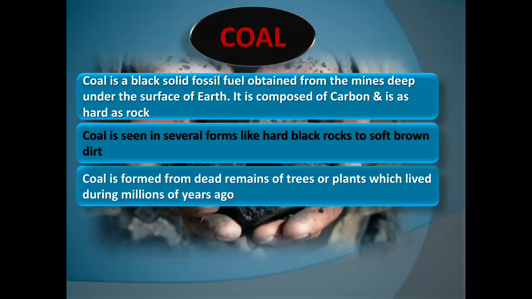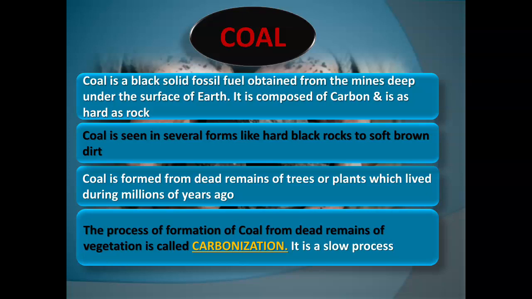So what is a fossil fuel? Fossil fuels are exhaustible natural resources formed from the dead remains of plants or animals. Coal is also a fossil fuel and is formed from the dead remains of trees or plants which lived millions of years ago. The process of formation of coal from dead remains of vegetation is called carbonization. The transformation of the dead remains of trees or plants to coal is known as carbonization, and it is a very slow process. So, these are all about coal.